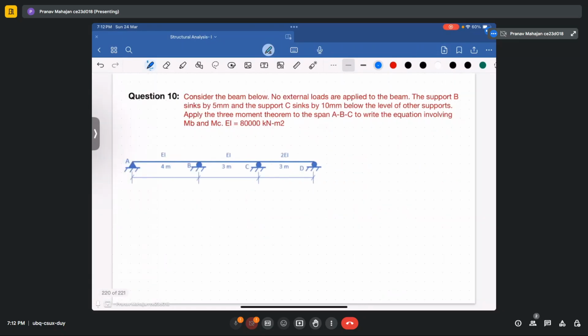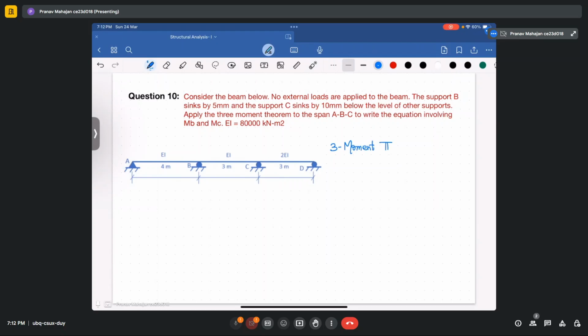So the last question for today is, if we are required to calculate the moment using the three moment equation and there is sinking of supports. So if there is sinking of supports, we will apply the three moment theorem.